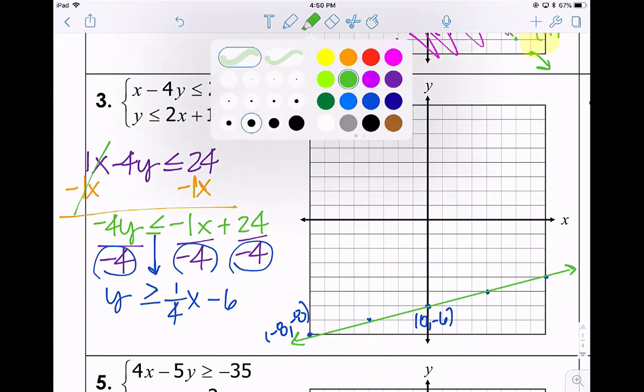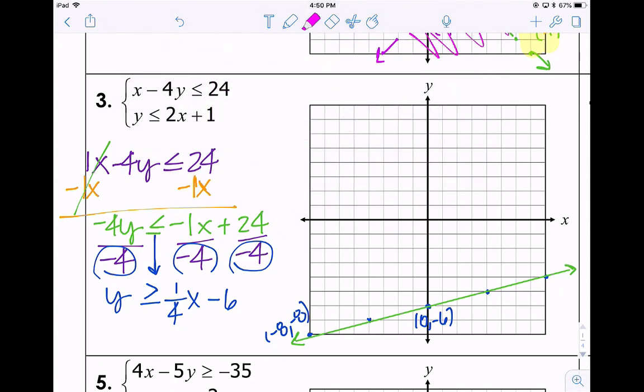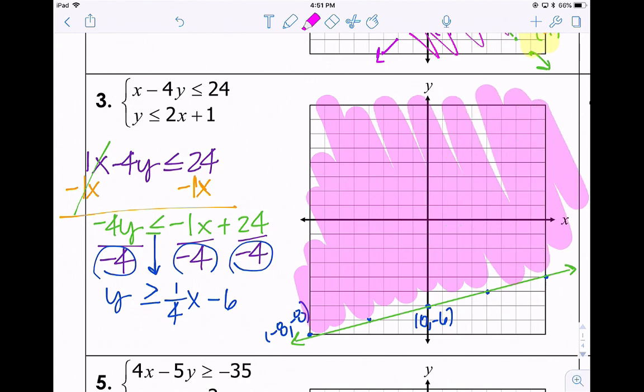So again, I'm going to use a highlighter to do this. So greater than this line is all of this above here. Be careful with how much you highlight because you still have to graph another line. So you don't want to color too much. Otherwise, you're not going to be able to see to graph your other line. So just be gentle with your highlighting.